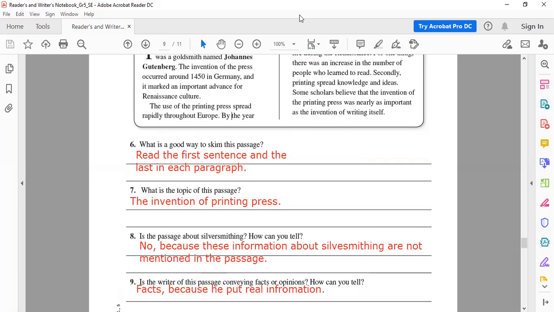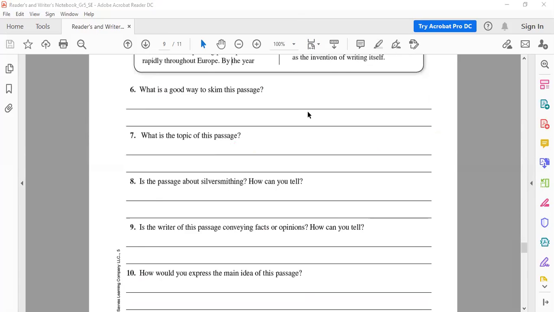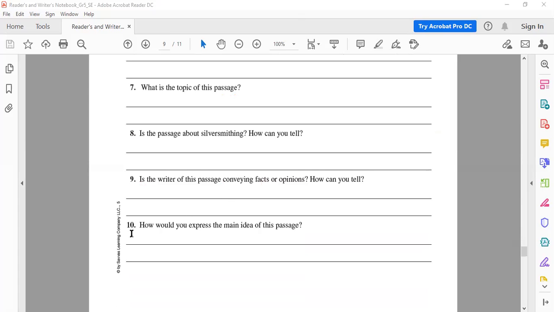The invention of the printing press. Okay, the invention. This is the whole story. The man who invented the printing press before, because there were no printers. No, this is not a main idea. No, try again. All of you, try again.